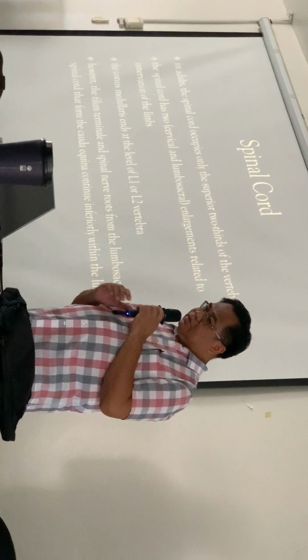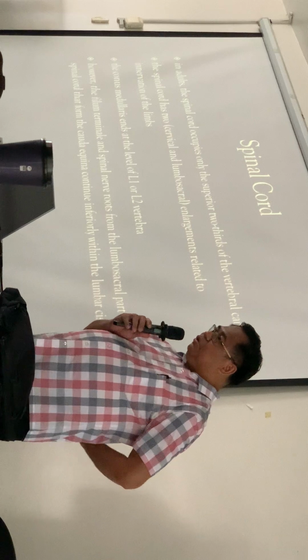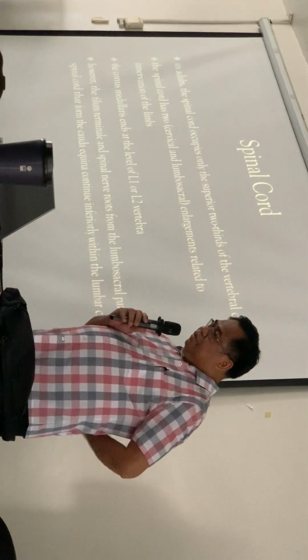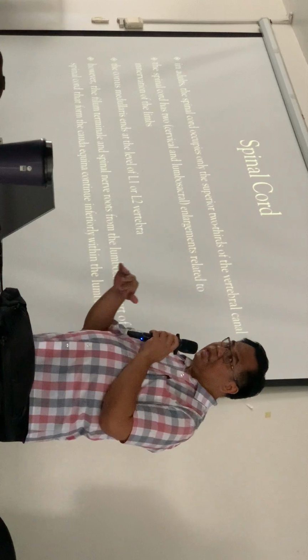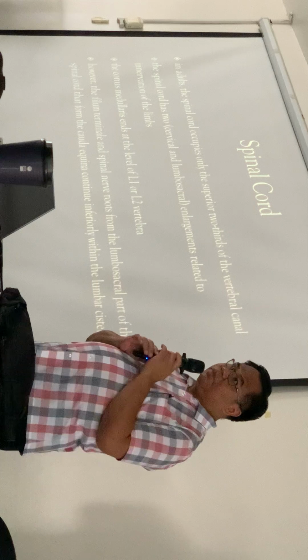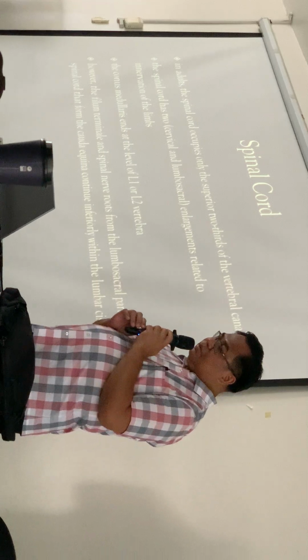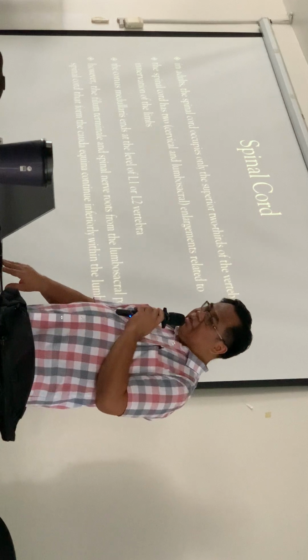In adults, the spinal cord occupies only the superior 2/3 of the vertebral canal. So the spinal cord in adults will usually end at L1, the first lumbar vertebra. So it only occupies the upper 2/3 of the vertebral canal.